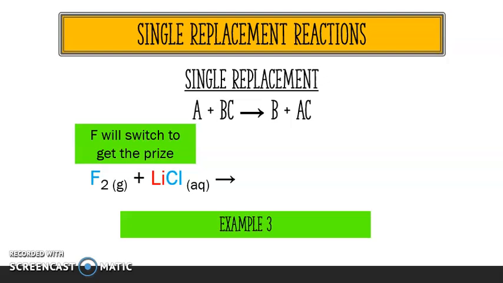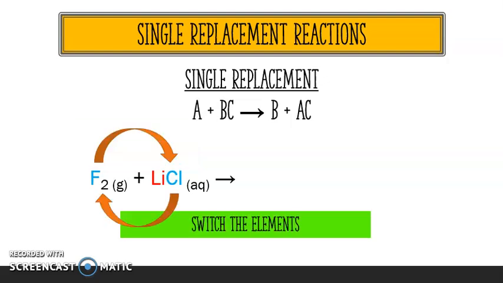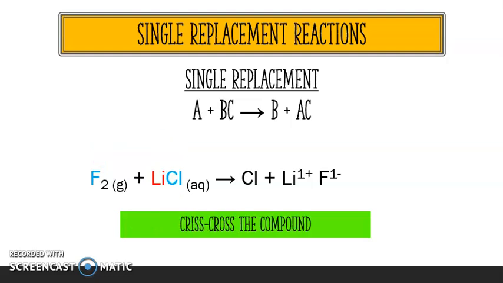So fluorine does not yet have the prize. See how it's off by itself? It's going to boot chlorine out, and chlorine is now going to be by itself. So let's switch their places. So chlorine, again, is going to be written by itself, and the fluorine is going to take the chlorine's place in the compound. Now we just need to clean up our equation. Make sure you crisscross the charges of your new compound.